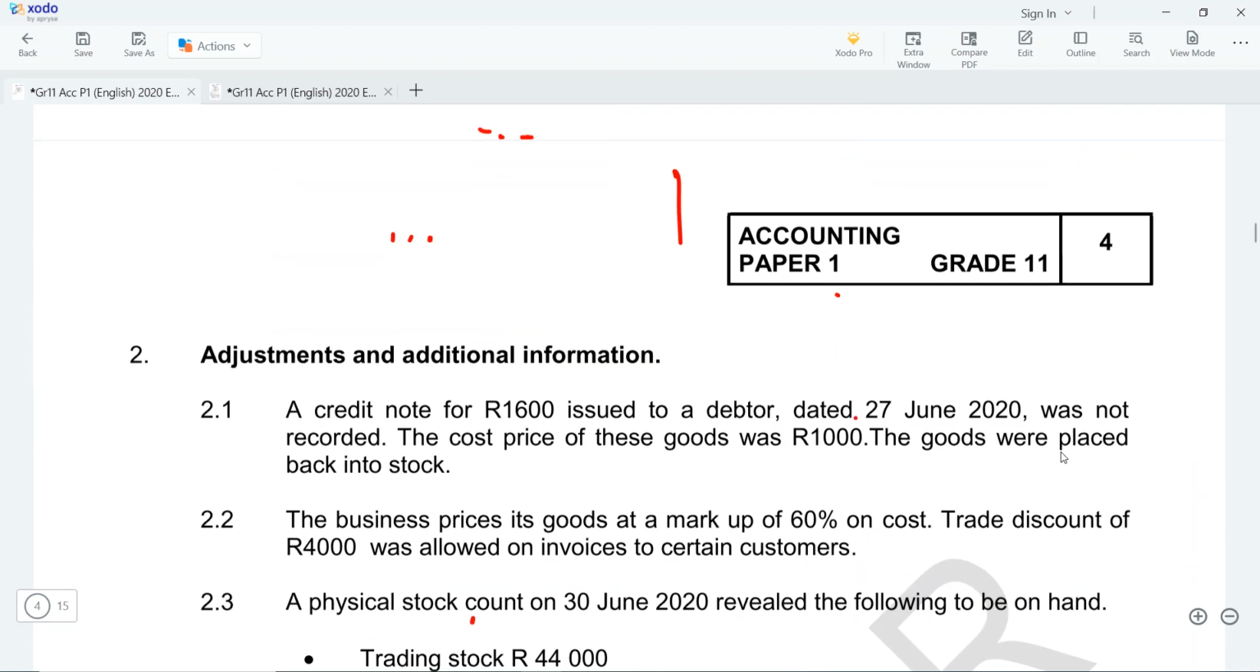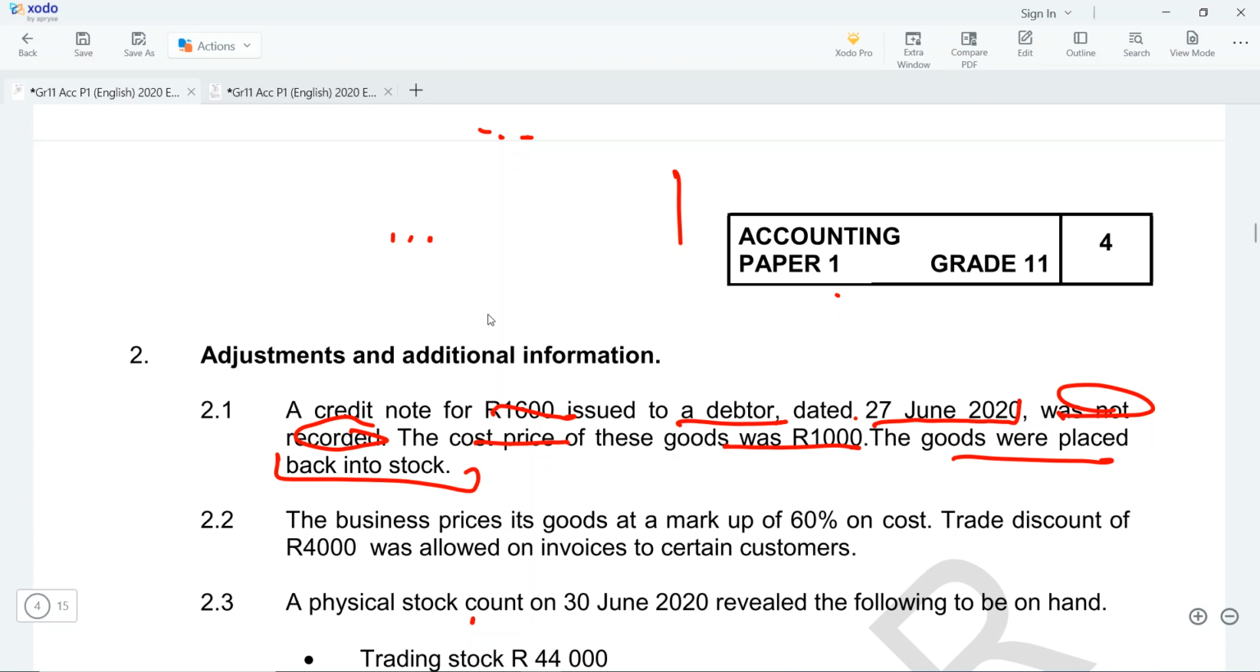So now here they're saying that a credit note for 1,600 issued to a debtor dated 27 June 2020 was not recorded, meaning that it was not included in our books, and they're saying that the cost price of this goods was 1,000. The goods were placed back into the stock. So now what is happening? Remember grade 11s, I told you that every time a debtor returns things, we have four things being affected.